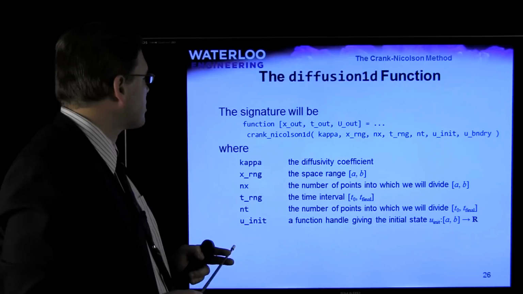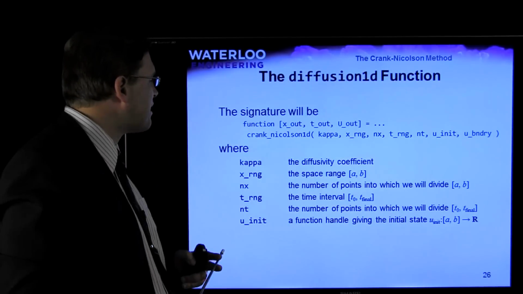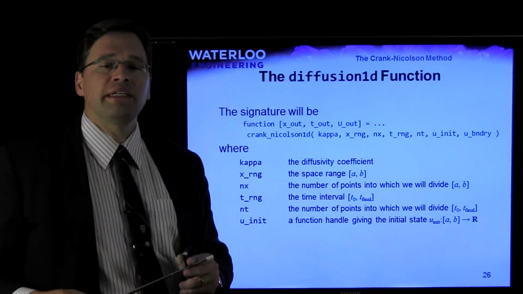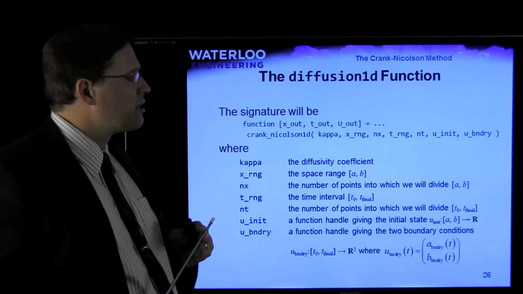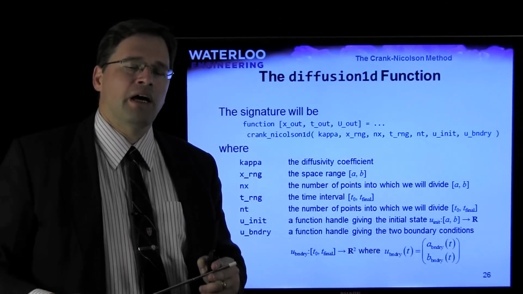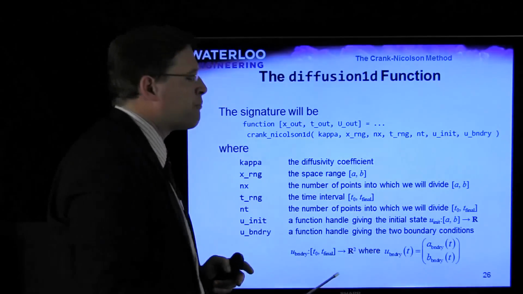U init is a function handle giving us the initial state. So what is the state of the system at time t naught? And U boundary will return a pair of values for any time, and those pair of values will be the boundary conditions at both A and B.